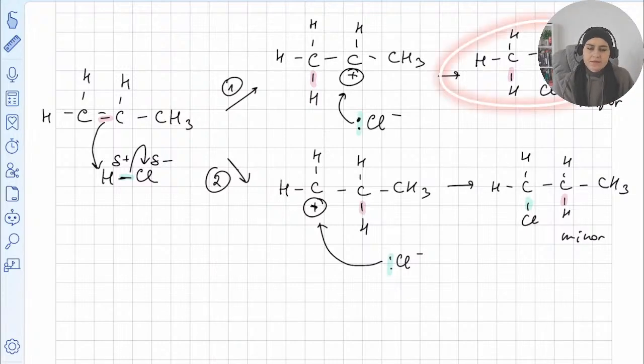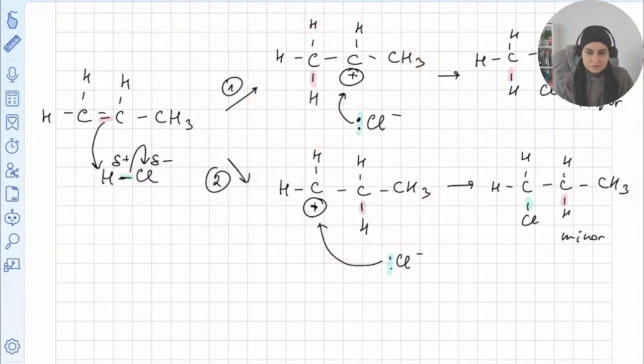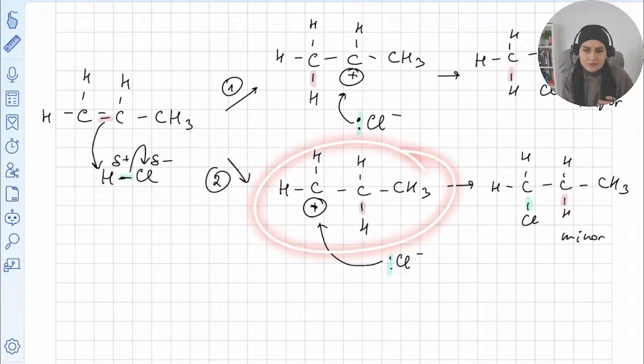To explain the major and minor product, you have to look at the carbocation stability. So the stability of carbocation goes like this. The primary carbocations are the least stable, the tertiary are the most stable. So here, this carbocation is secondary. Why? Because the carbon with the plus is bonded to two other carbons, just like with halogenoalkanes, for example. So it is a secondary carbocation. This carbocation is primary because the C with the plus is bonded to just one other carbon.